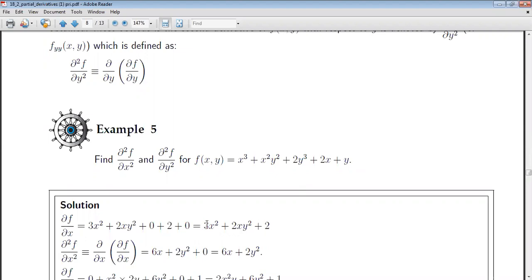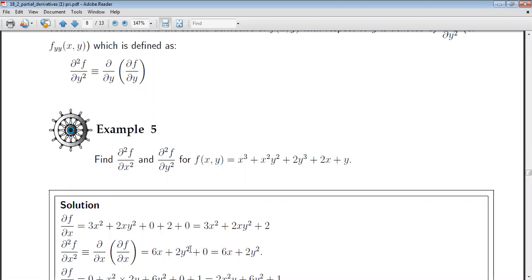Isn't it? Now, how can you find out the second order partial derivative with respect to x from this function? This function means which one? 3x square plus 2x y square plus 2. See, in the next line, del square f by del x square equal to del x of del f del x. Del f del x is already found out. So del x of first 3x square. What is del x of 3x square? 3 is a constant coming outside. Del x of x square is what? Twice x. So answer is 6x.